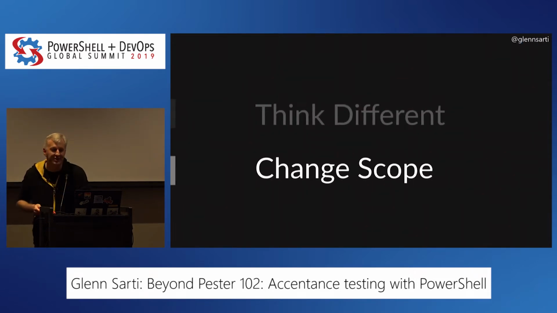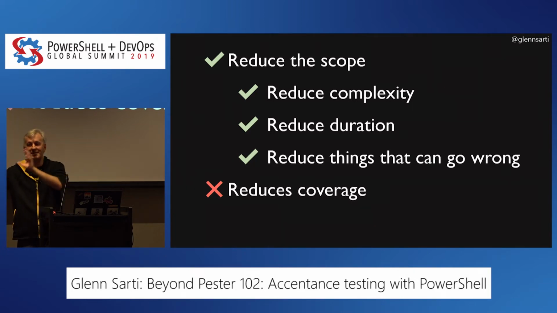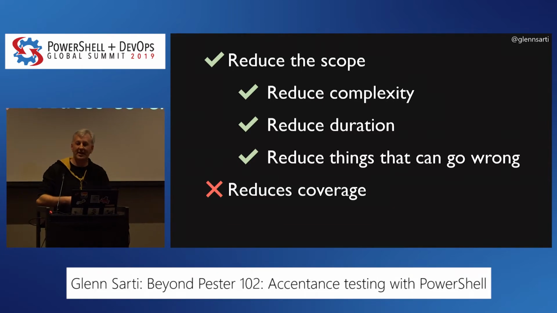Secondly, we can change the scope of acceptance testing to reduce the scope of failure. So with acceptance tests, if we reduce the scope of testing, then we can reduce the size of what we need to test, which reduces the test complexity, which reduces the test duration, which reduces the list of things that can go wrong. Okay? So for example, say you have a PowerShell module that works on Windows Server.